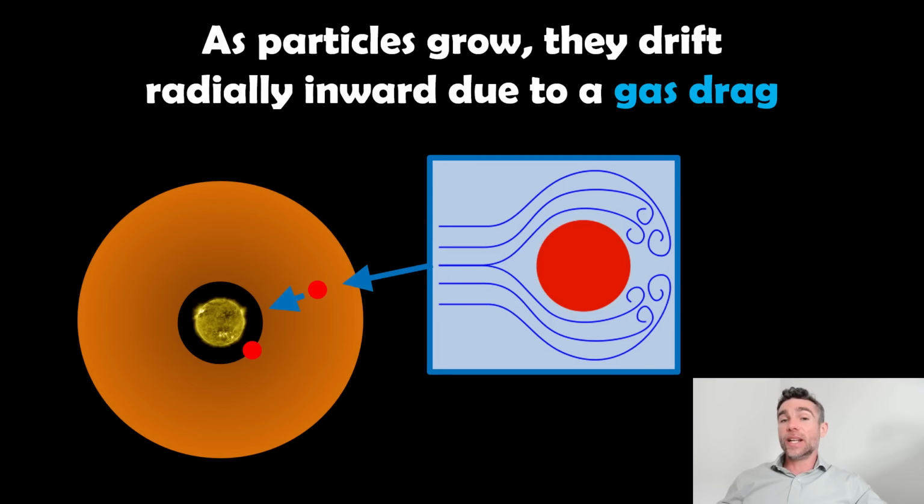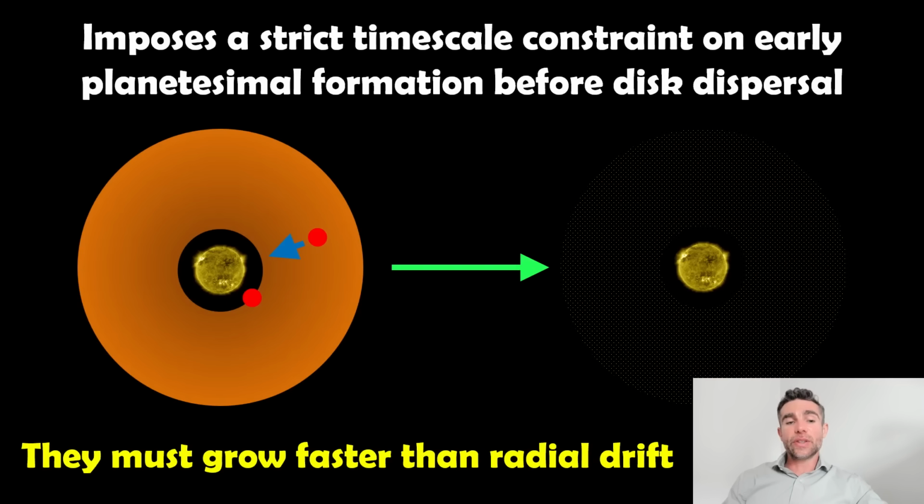So again, we need to get past this barrier for growth before they move too far inwards, where there's little material to actually form as well. So it gives us a strict timescale in which these planets need to form.